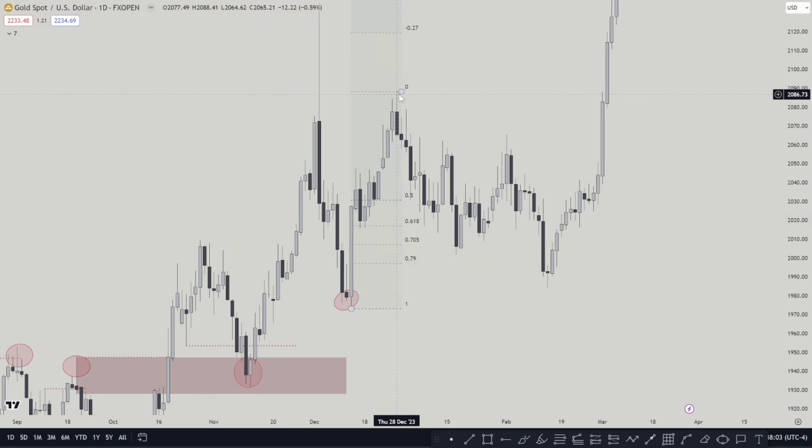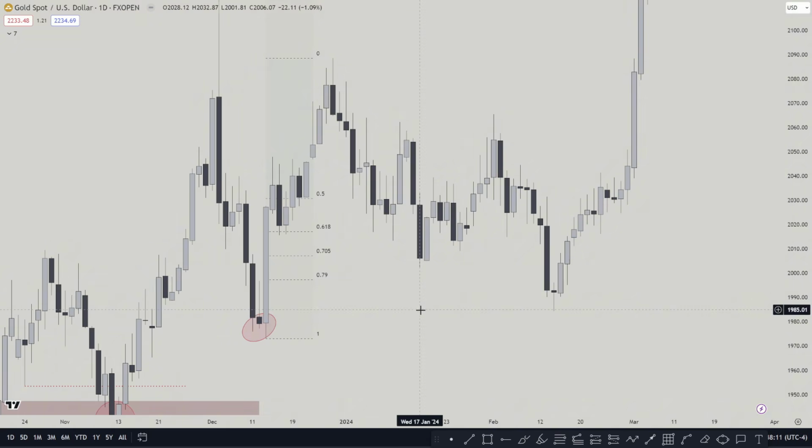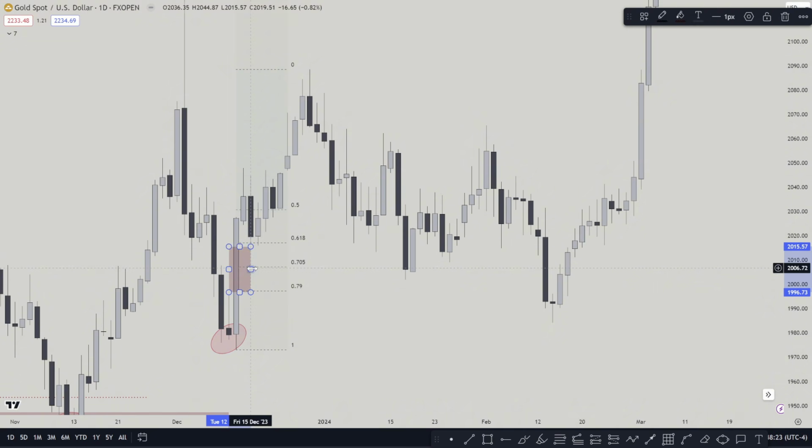Now let me drag this a little bit to the left and take a look at this. This is how we actually identify our structure in the right way. We have a fair value gap here in discount at 70 and 79. This fair value gap here, when I mark it, there you go.